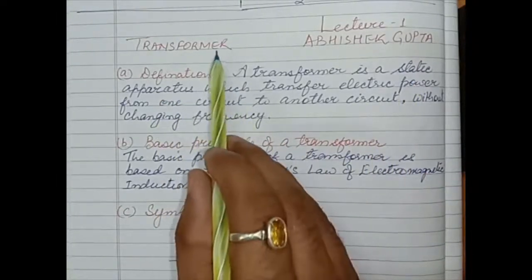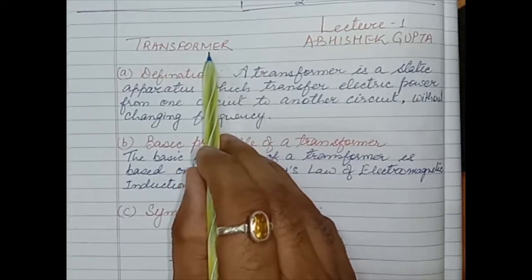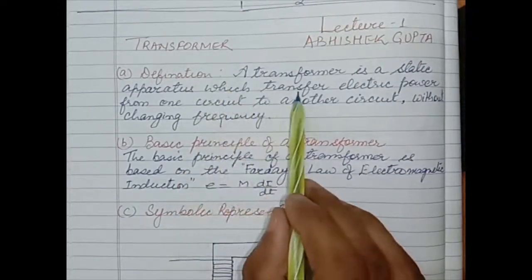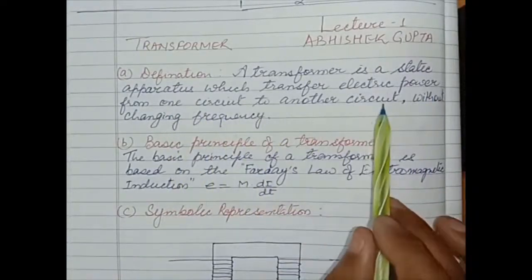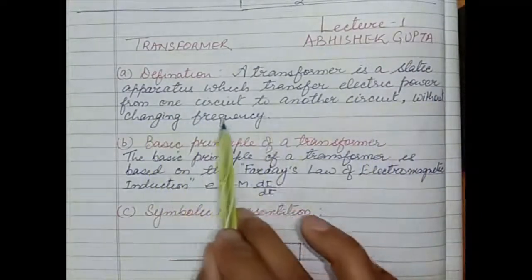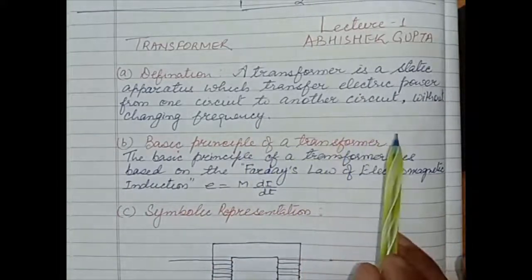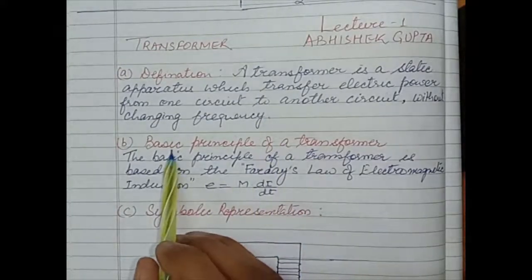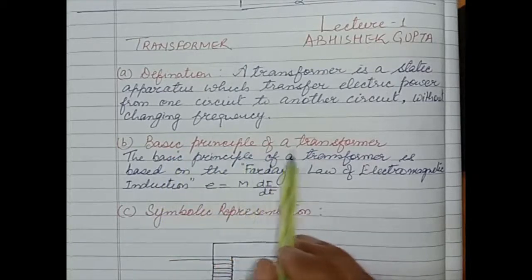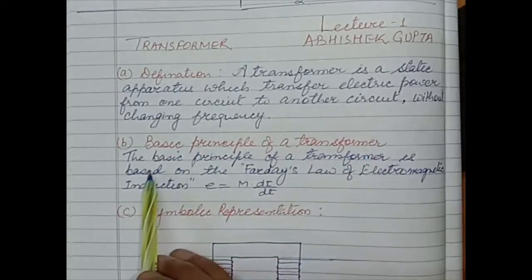Then as per its name, a transformer transfers electric power from one end to another end without changing the frequency of an applied signal. Okay, this is the basic definition of a transformer.